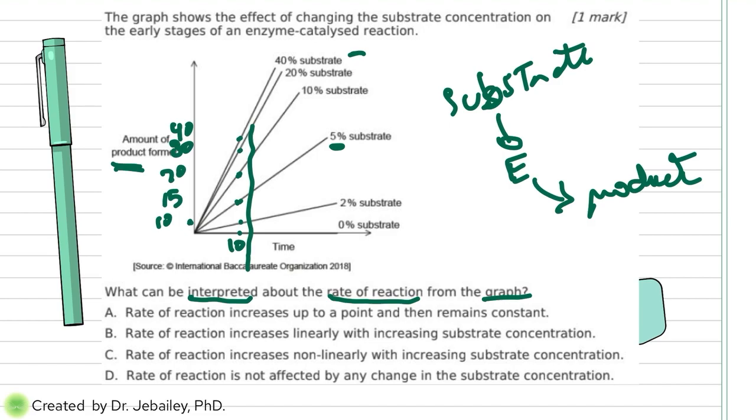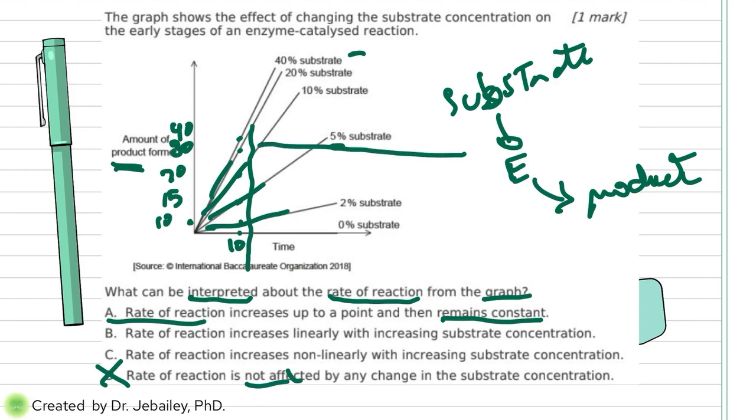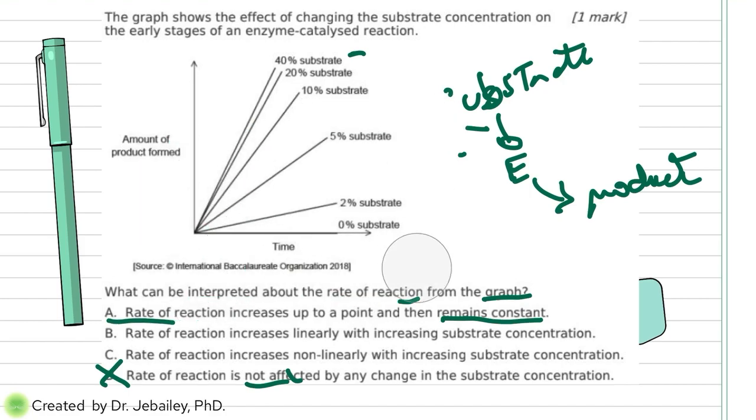C says the rate of reaction increases non-linearly with increasing substrate concentration. Now, that sounds more like it, but let's look at D. Rate of reaction is not affected by any change in substrate. D is obviously out. Why am I saying that? Because you do see an effect, right? You see the changes here. There are changes happening. So D is out of the way. And if the rate of reaction was remaining constant, it would basically mean that at a certain point after here, the line would have gone this way, and the other line would have gone this way. It wouldn't keep rising. So that would not work either.